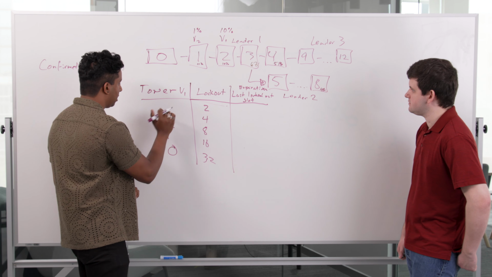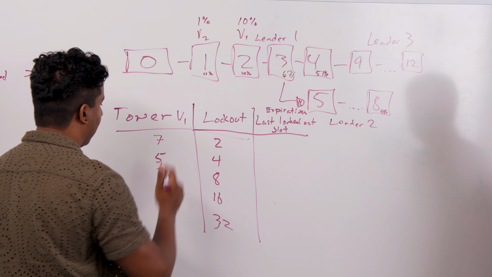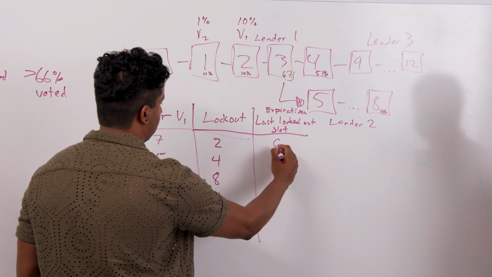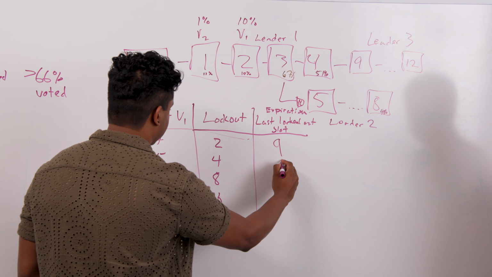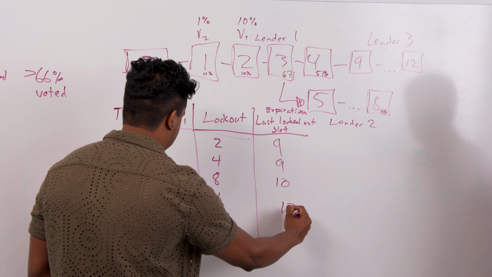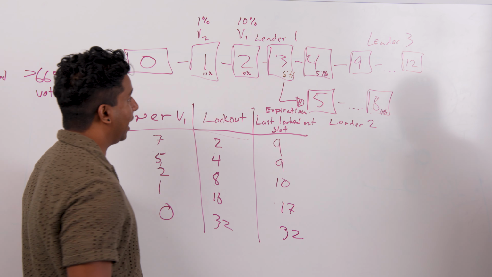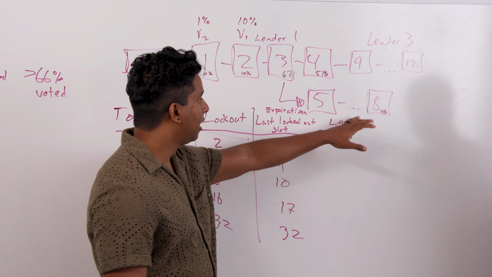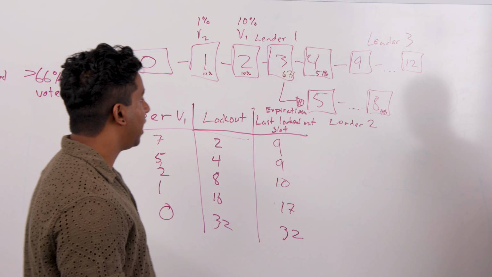Let's make this 7. Okay, so the last locked out slot here is 9, right? And then this one's also 9. This one's 10, 32. Every time you want to switch, so here my last vote was for 7, and I'm looking to switch to 9, right?